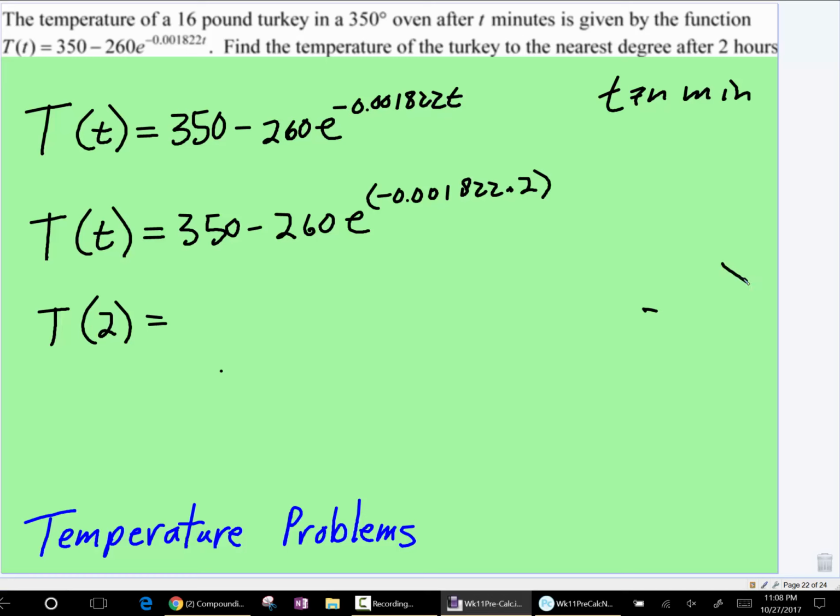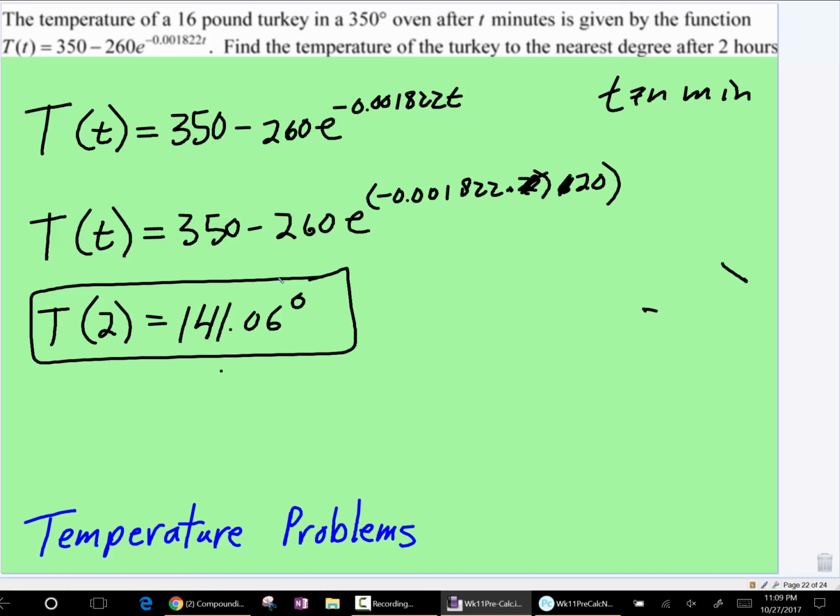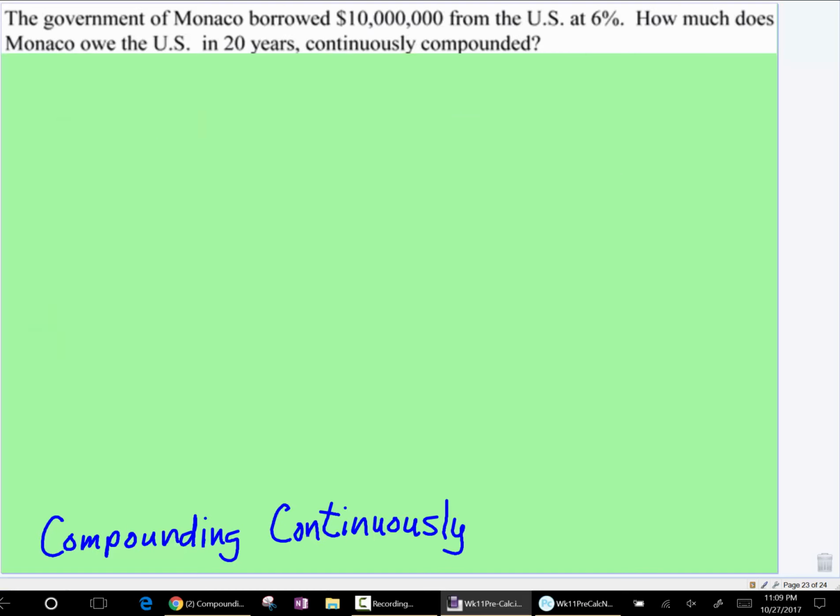And is this going to be in minutes? So 2 hours, we're going to have to type 120 minutes, because that tells us 2 hours, but we want the t to be in minutes. So you're going to multiply that by 120 instead of by 2. So the temperature of a 16-pound turkey in a 350-degree oven after 2 hours, that will be about the temperature.